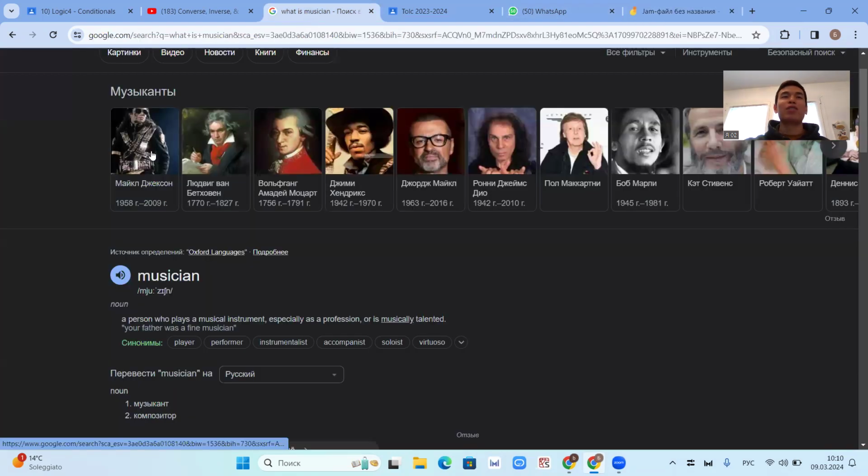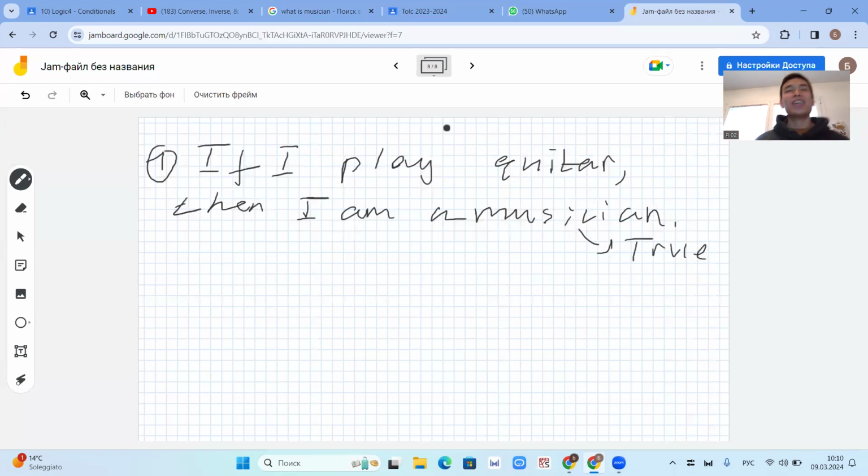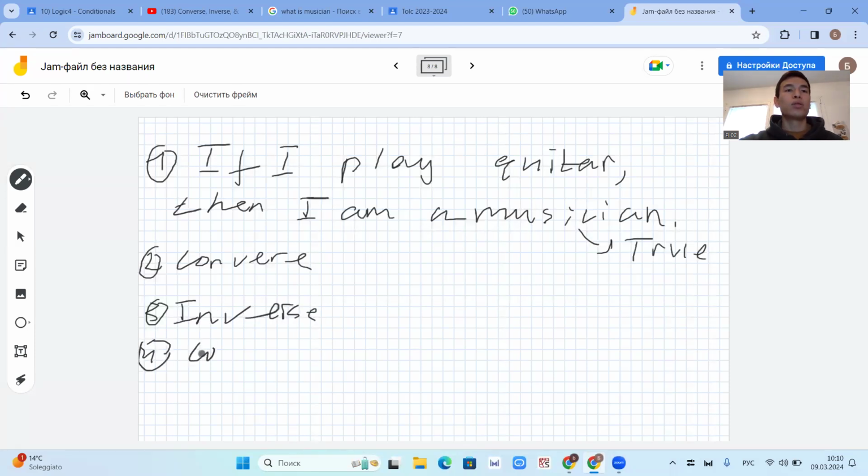Кстати, здесь Майкл Джексон на первом месте. Окей. Вам нужно будет найти converse, нужно будет найти inverse, и нужно будет найти contrapositive. И посмотреть, да, проверить validity. Давайте, ребята, у вас будет 2 минуты, и потом мы вместе все напишем.